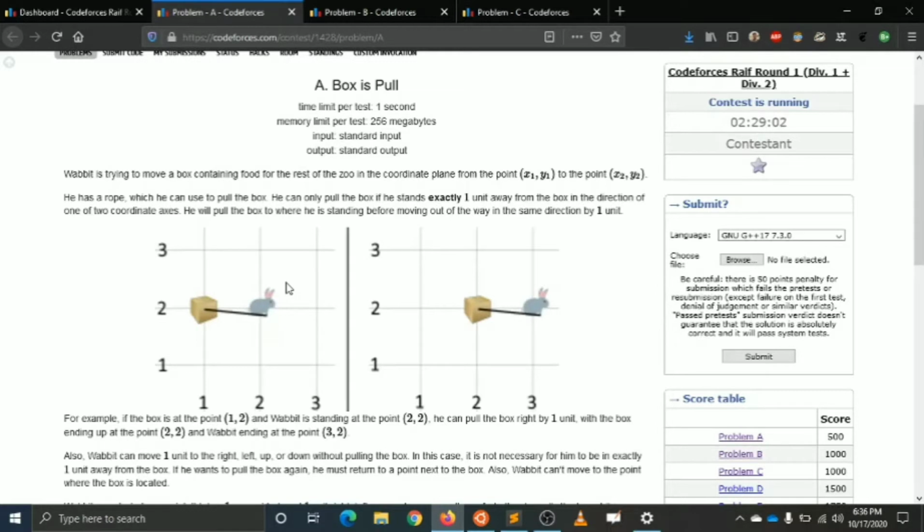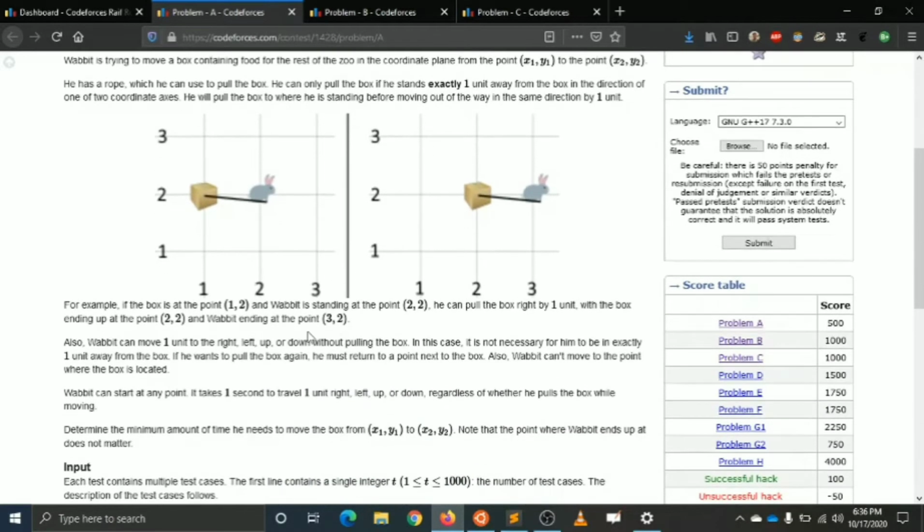And as you have read the question, there is a condition that mice can only move up, down, left, right, but not in the direction where the box is. In this figure you can see that mice is at position 2, 2 comma 2, and the box is at position 1 comma 2. Mice can go to up position, down position, right position, but not to the left position, because there is a box on the left.